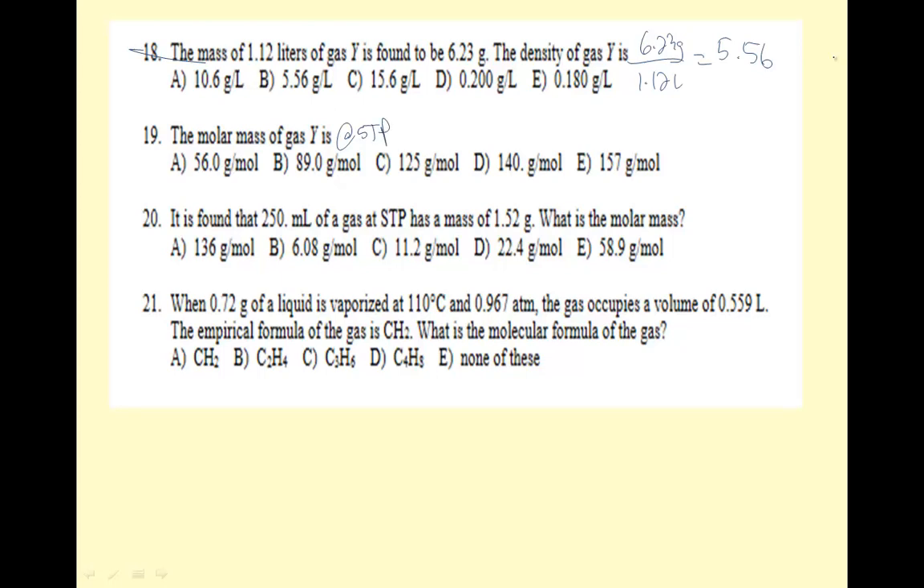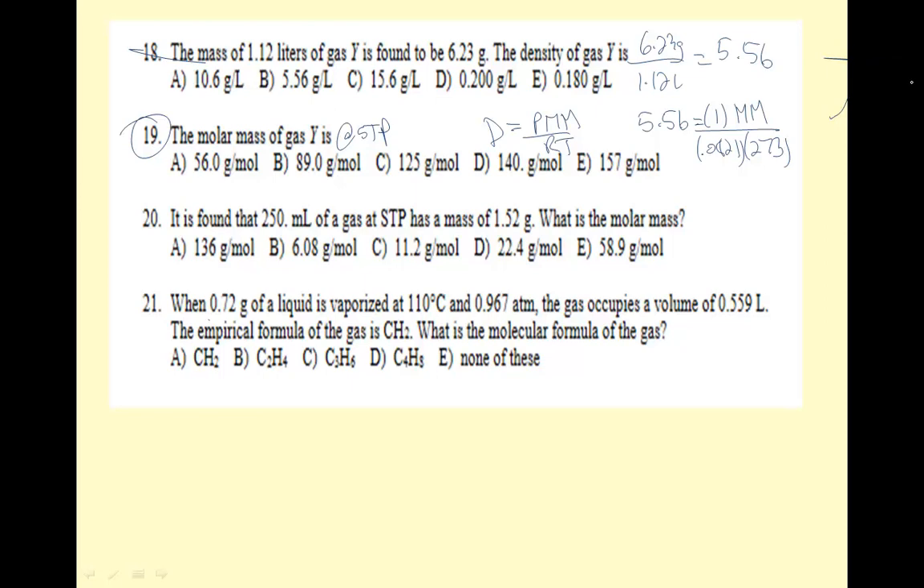Okay, so if I said D equals PM over RT, the density is 5.56 equals the pressure, at STP, 1 atmosphere, times molar mass over R, 0.0821, times T, 273. Remember, that's the standard temperature and pressure. Solve for molar mass, you get an answer. And this is where it's at STP.